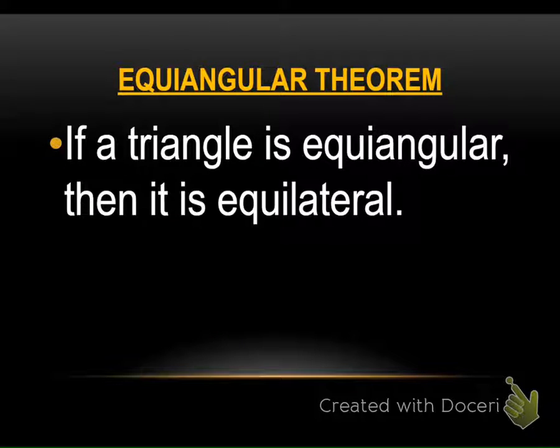This is the Equiangular Theorem. If a triangle is equiangular, then it's also equilateral. This is the converse of the last one. So now if you know you have congruent angles, then you know the sides have to be congruent. The last one said if you had congruent sides, then you knew the angles had to be congruent.